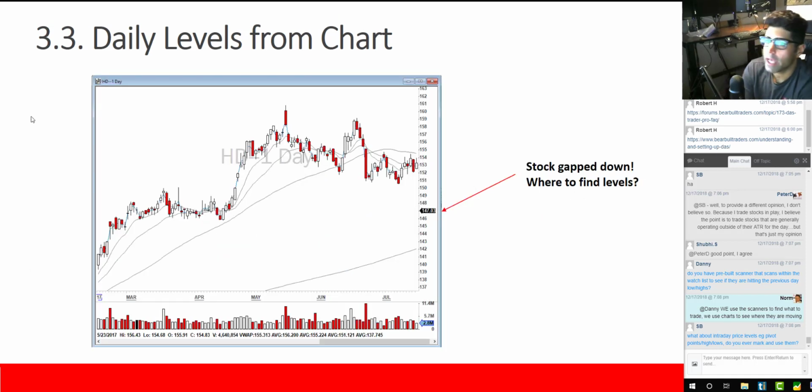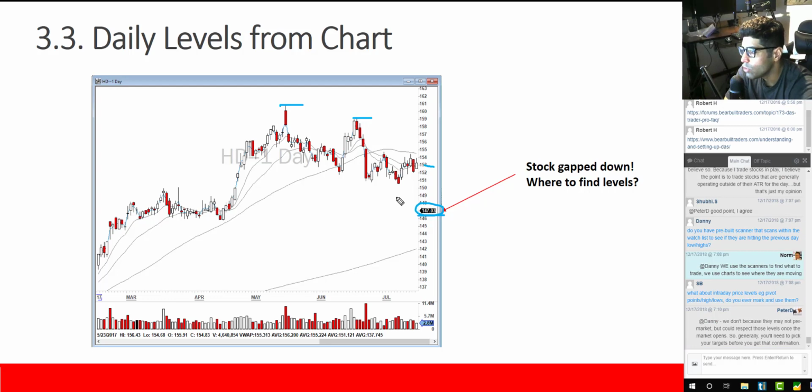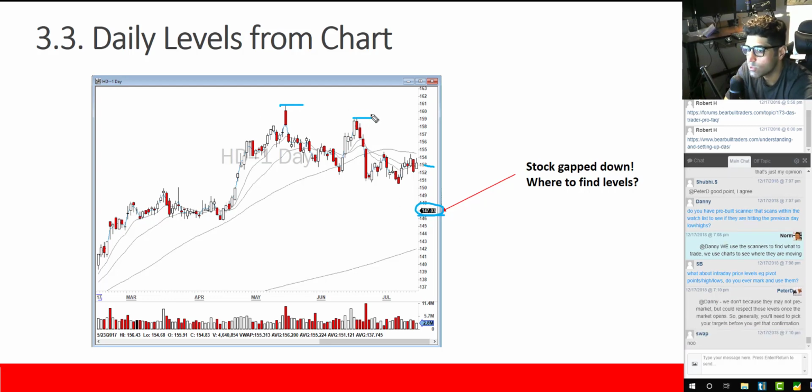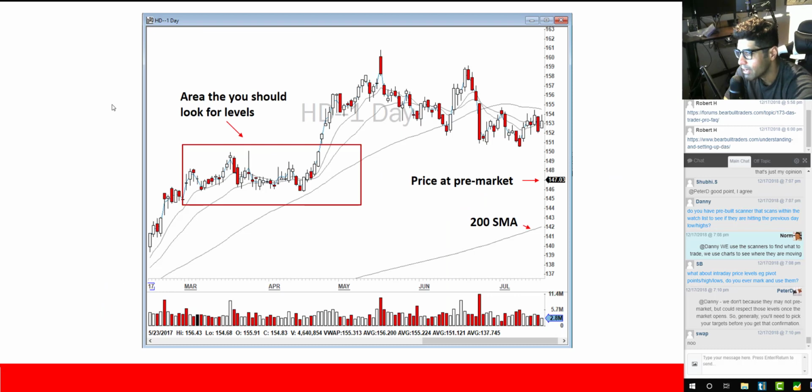So example. HD, Home Depot. A stock was trading at 153, and the pre-market gaps down at 147. So now you want to find the level. This is the price in the pre-market. Is there really a point for me to go up and find the levels here? Not really, because I don't think the stock goes and trades in that 160, 161 area. So probably it starts trading around this range. So what I should do is go and find levels around that area.